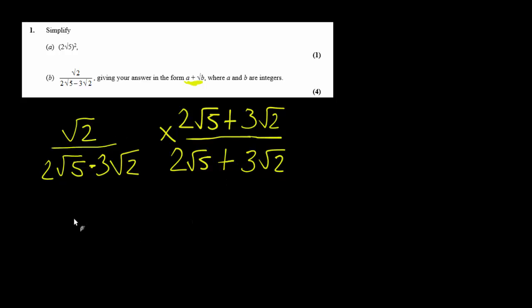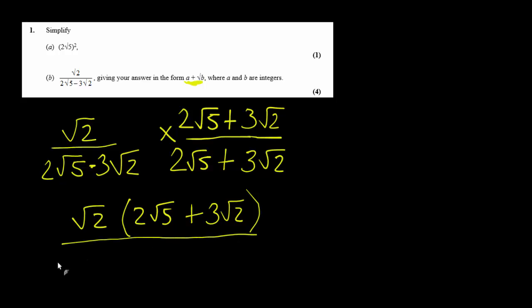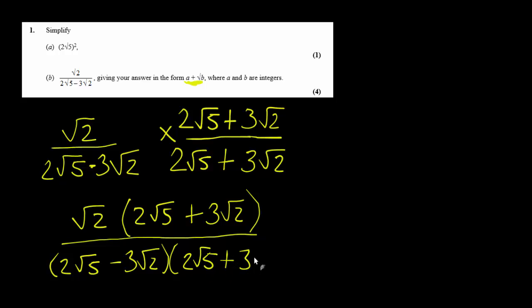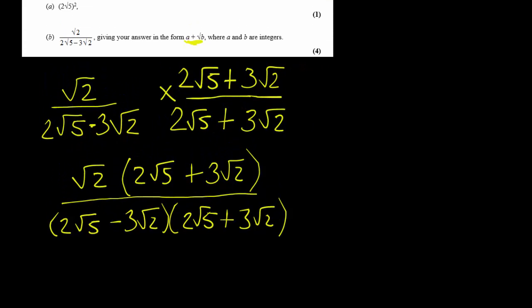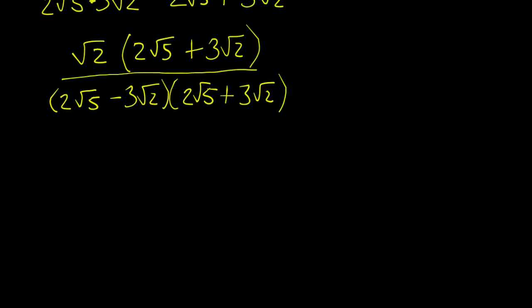On the top we'll have root 2 multiplied by 2 root 5 plus 3 root 2, and on the bottom we'll have the double bracket to expand, which will be 2 root 5 minus 3 root 2 multiplied by the same but with a plus in the middle, plus 3 root 2, like that. So now we just need to work out what each of these are.